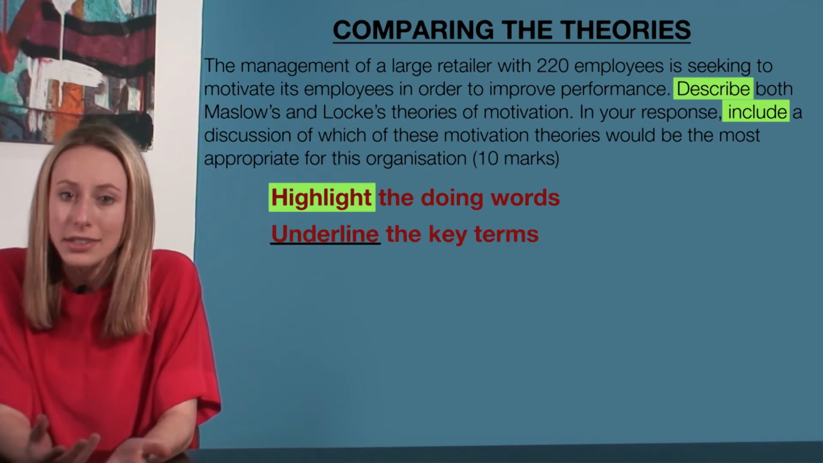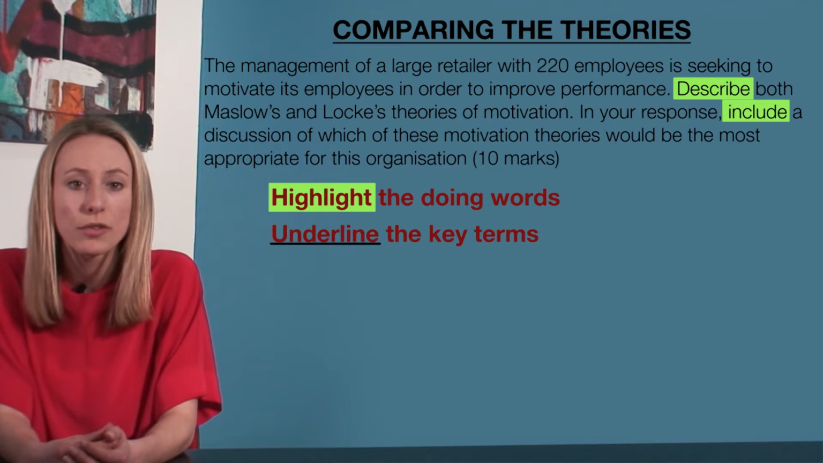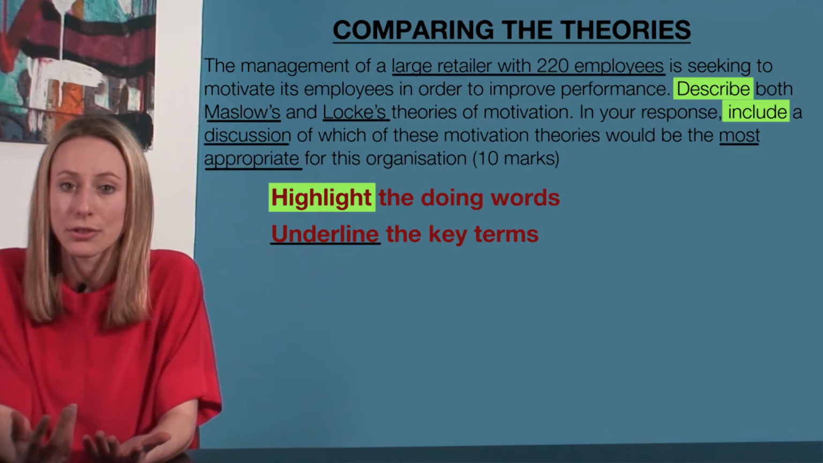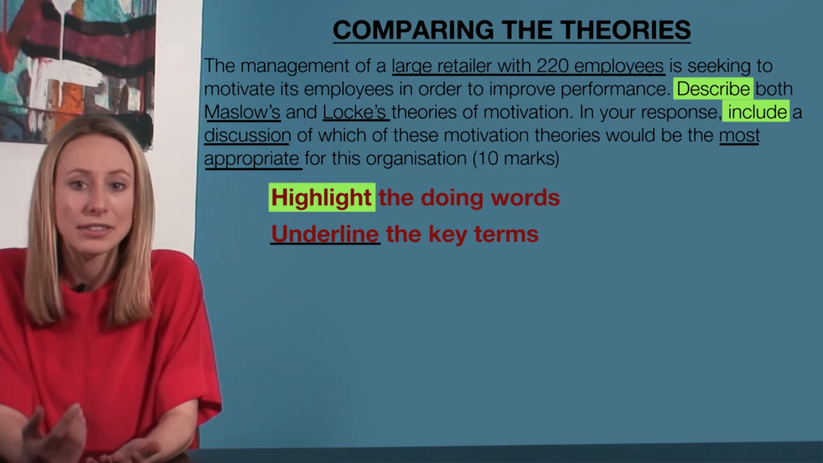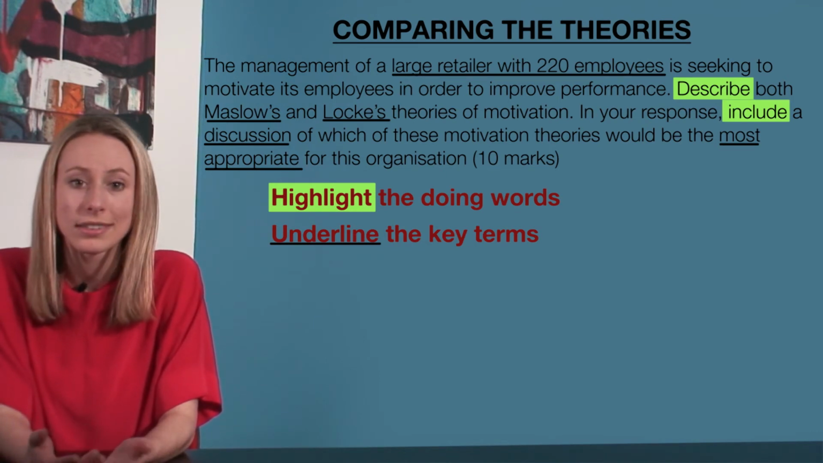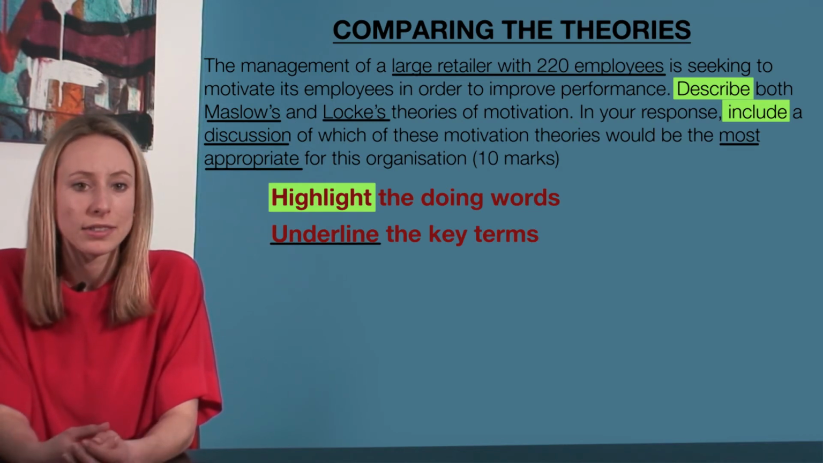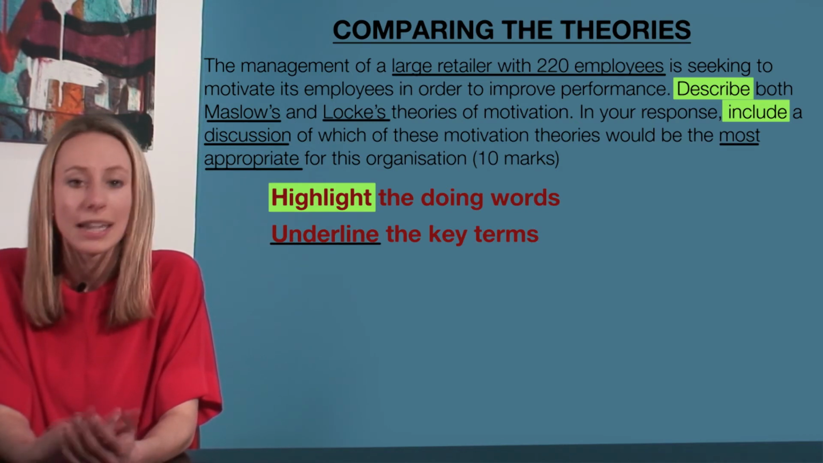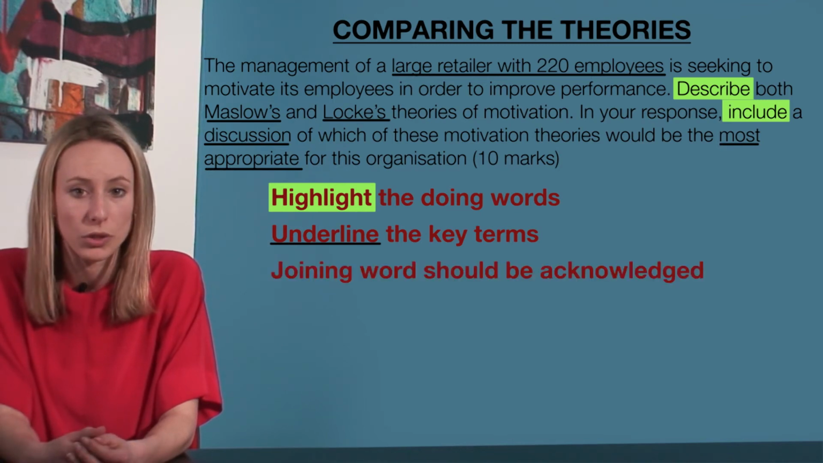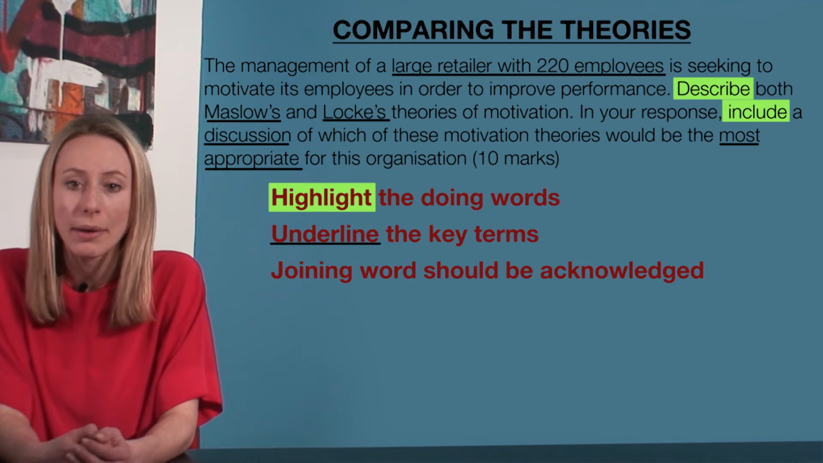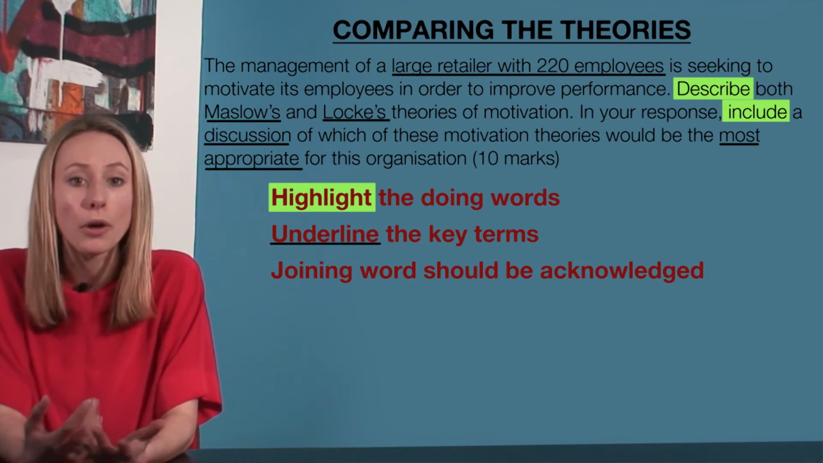Secondly, students could underline the key terms of the question, which will form the basis for your response. These include large retailer with 220 employees, Maslow's, Locke's theories, discussion, and most appropriate. Each of these words or phrases should be addressed within your response, as they will form the foundation of the marks awarded. Thirdly, the joining word should be acknowledged, as requiring an explanation and discussion of both theories to gain full marks.